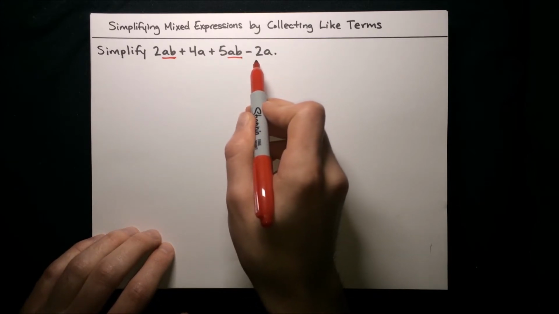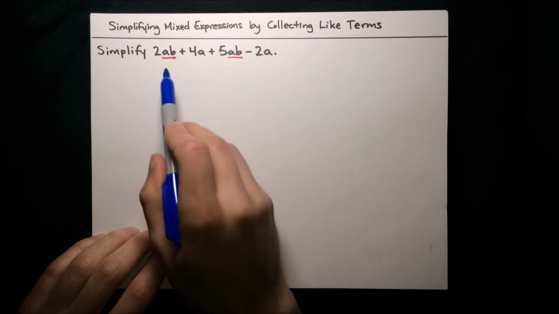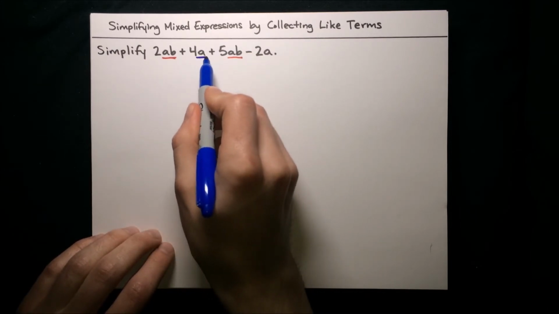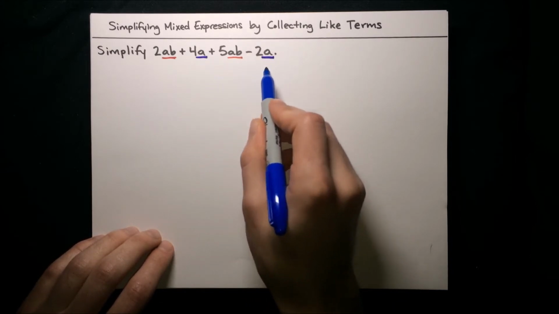Okay. Now let's look for the other pairs of like terms. So what else is there? Well, there's an a here. Do we see any other a's alone? Hey, that's another one right there.